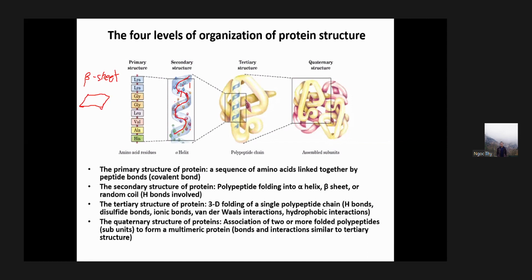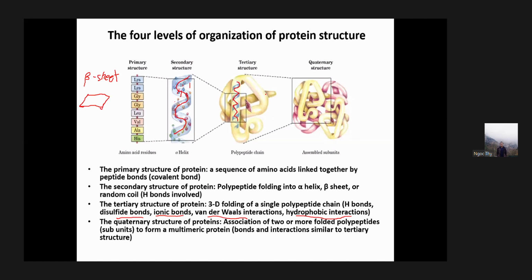This secondary structure, the alpha helix or beta sheet, will combine together by several non-covalent bonds. These could be hydrogen bonds, ionic bonds, disulfide bonds, van der Waals bonds, or hydrophobic interactions, to form a tertiary structure here, with several alpha helices and sometimes beta sheets.